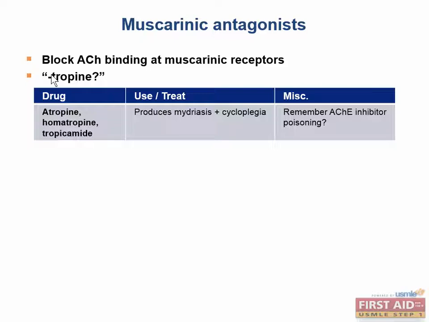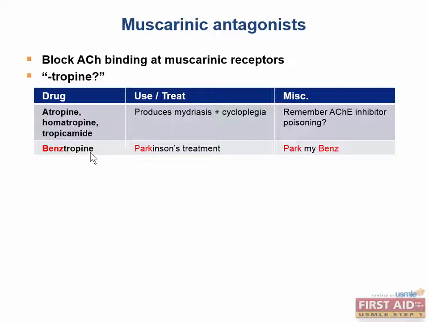Cycloplegia is the loss of accommodation from paralysis of the small ciliary muscle in the eye. Atropine actually can be used to treat bradycardias as well. And finally, remember that atropine we just talked about is going to be used to treat acetylcholinesterase inhibitor poisoning. The next drug, benztropine, is a muscarinic antagonist that's used for the treatment of Parkinson's disease.